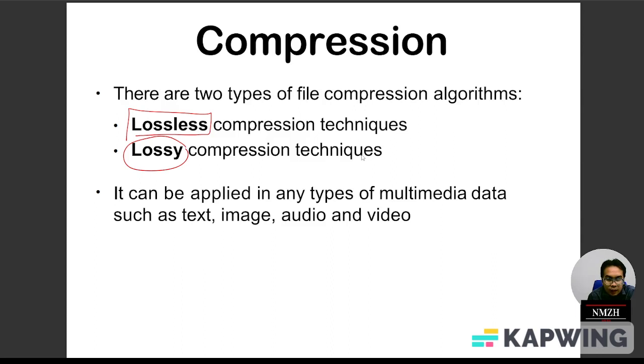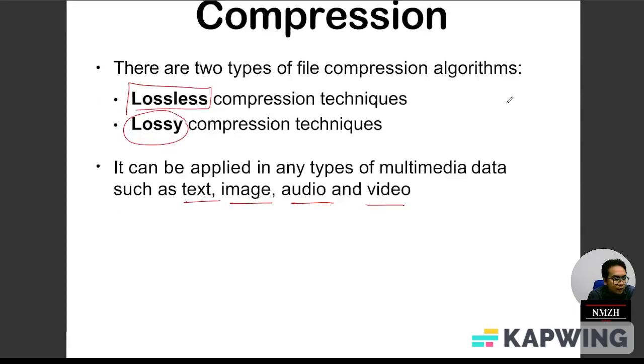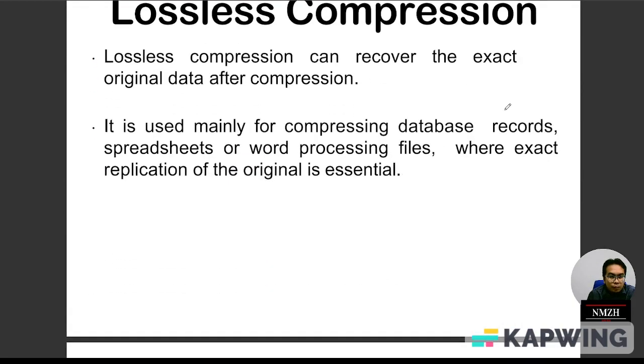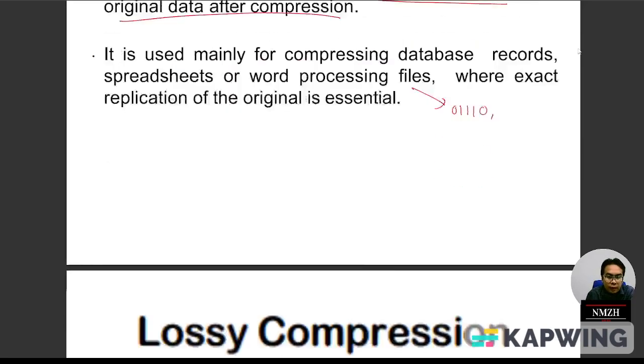It can be applied to any types of multimedia: text, image, audio, video, and graphics. Lossless compression is compression that can recover exactly the data even after the compression. So it is used mainly for compressing database records, spreadsheets in Excel, or Microsoft word processing, which could be in binary. The original will be reproduced later, even after compression.